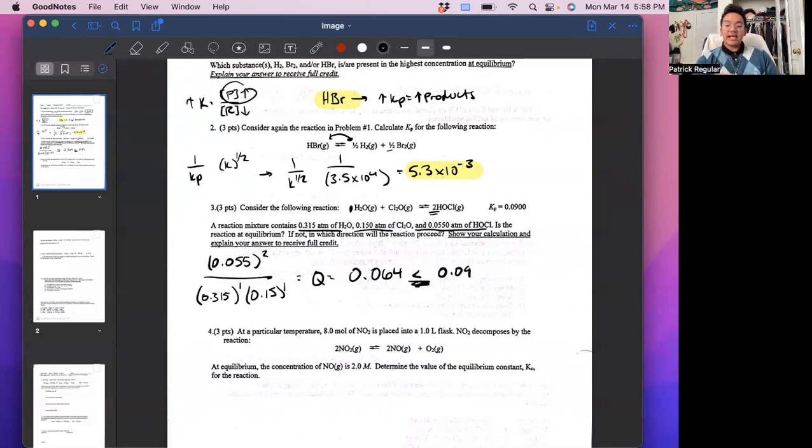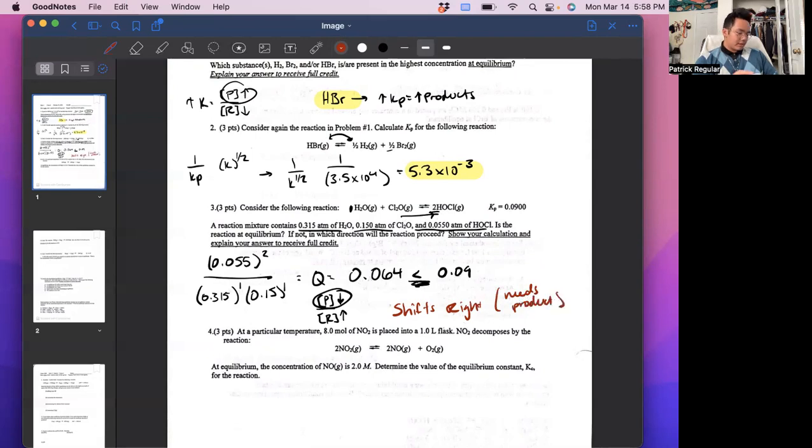If our Q value is less, remember our Q value, kind of like our K, is product over reactant. And if it's less than that, then there's not enough product and more reactant than there should be. And if there's not enough product, well, then it must shift right in order to get more product. So it shifts to the right. It needs product.